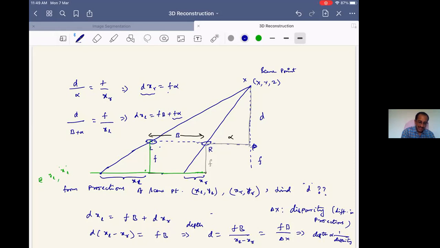That means if the scene point is closer, then it will have a bigger difference in terms of the relative projections between the X and Y cameras. The projections in the two cameras will be much further apart. If the scene point is far off, then the relative difference between the projected points will be smaller. That's what is essentially being shown here.